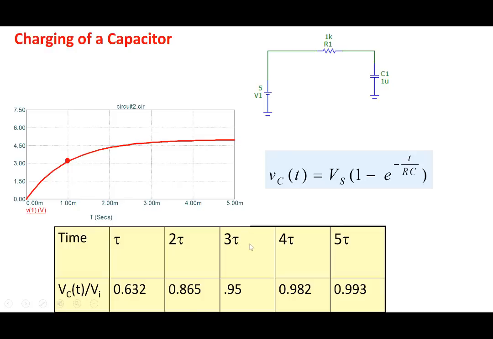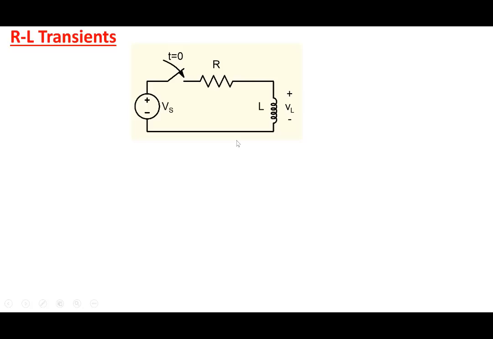All right, so that's charging of a capacitor. In this case, note that the time constant RC is 1 millisecond. So 1 tau is here, 2 time constants is here, 3 is here, 4 is here, and 5 time constants is here. You can see how the capacitor is charging, and you can visualize at different time constants where the capacitor is with respect to its final value. Okay, so that was RC circuits.